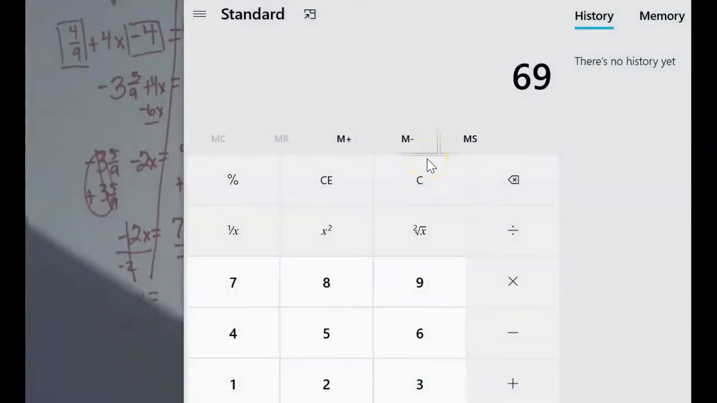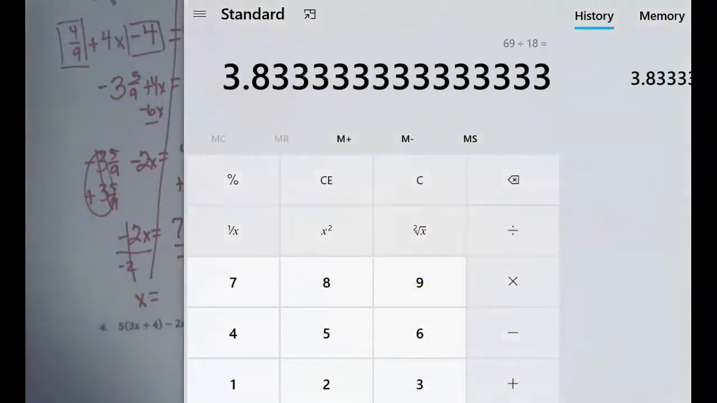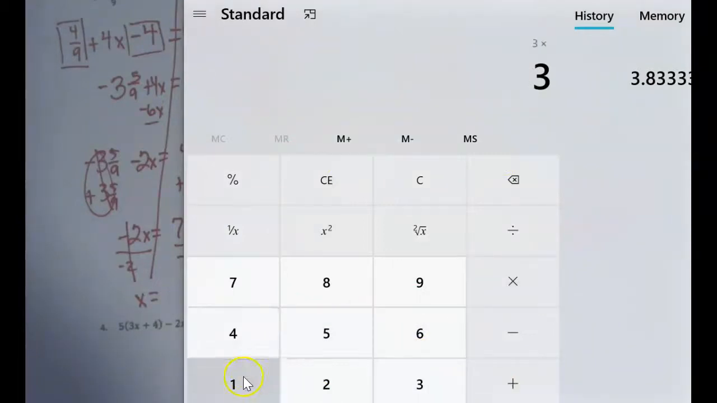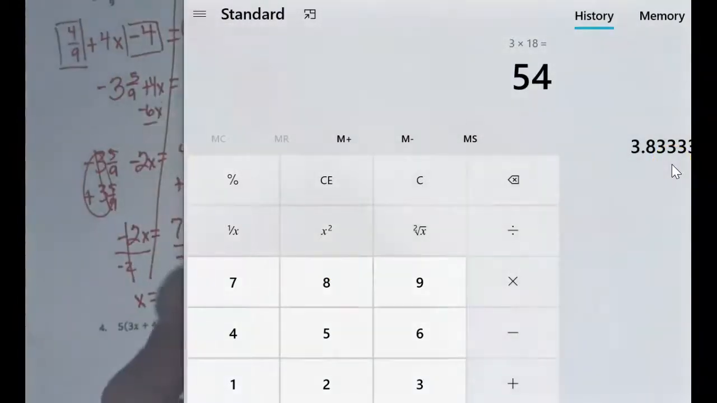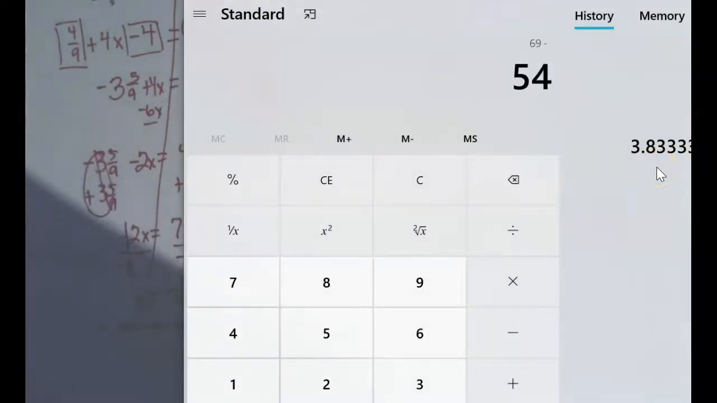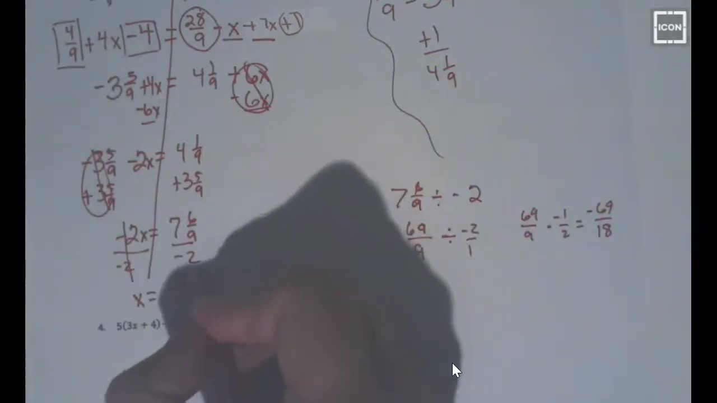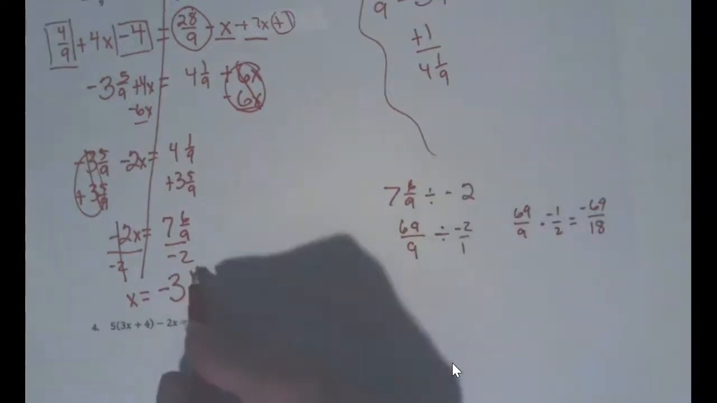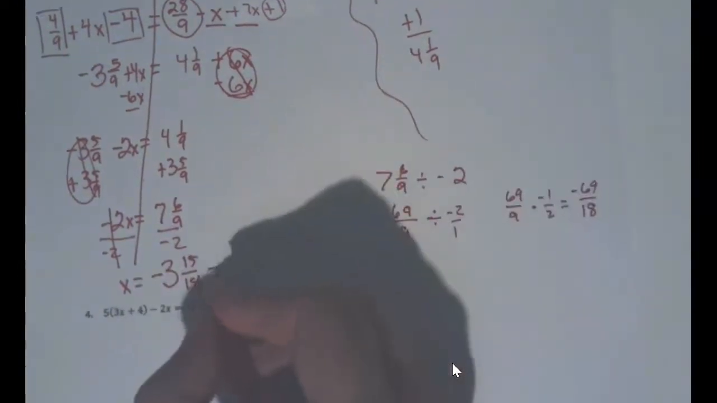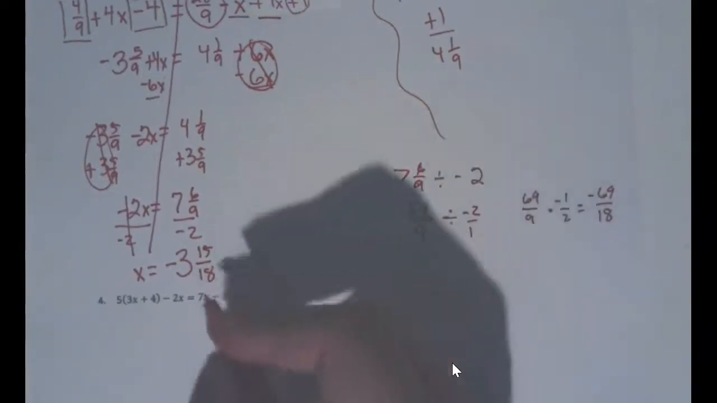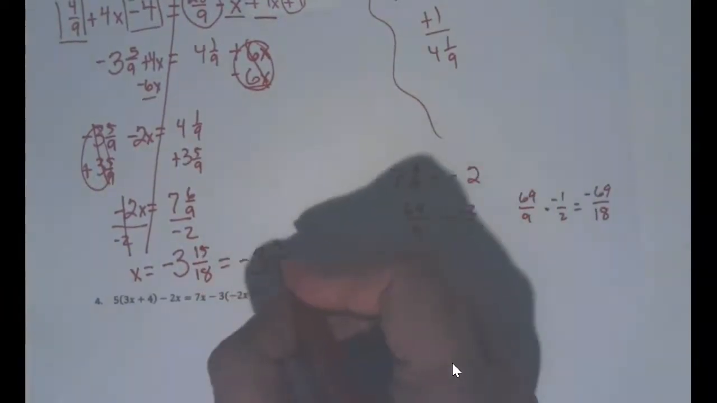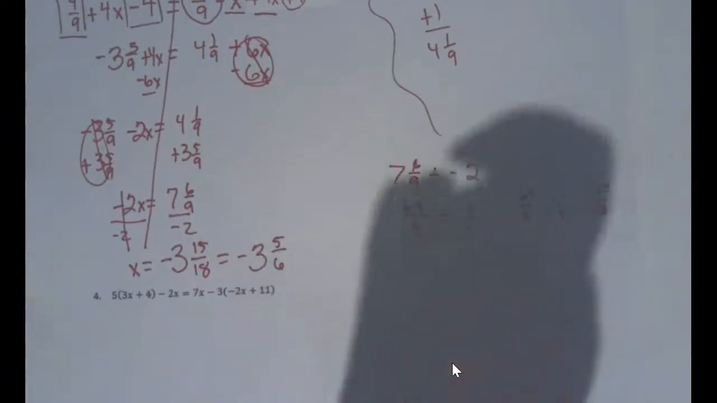Divided by 18. And that's 3. So then 3 times 18 is 54. Okay. So that's -3. 69 minus 54 is 15. So with 15 out of 18, okay, because there was 15 left, so that would be -3. I'm going to simplify. I'm dividing each of these by 3, 5/6, and that is my final answer.